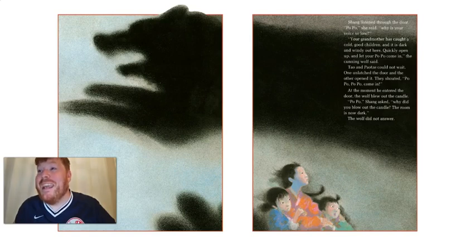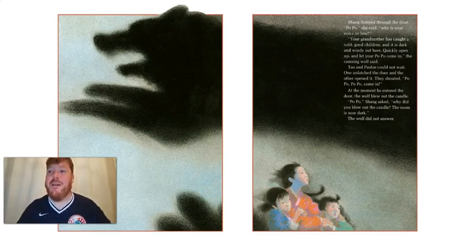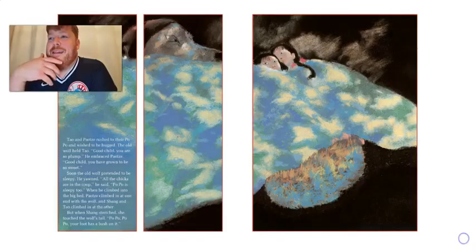At the moment he entered the door, the wolf blew out the candle. "Po Po," Shang asked, "why did you blow out the candle? The room is now dark." But the wolf did not answer. Tao and Peotzi rushed to their Po Po and wished to be hugged. The old wolf held Tao. "Good child, you are so plump." He embraced Peotzi. "Good child, you have grown to be so sweet."